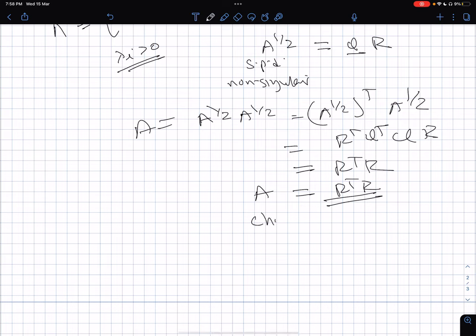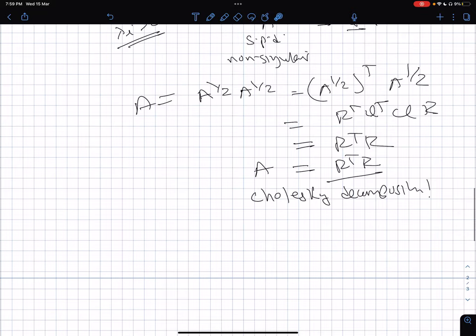which is known as the Cholesky decomposition of A. This can be computed in order n cube. We will look at the computational aspect in the next class, but what we are saying is that an SPD matrix is a product of a lower triangular matrix and an upper triangular matrix, such that the lower triangular matrix is just the transpose of the upper triangular matrix.